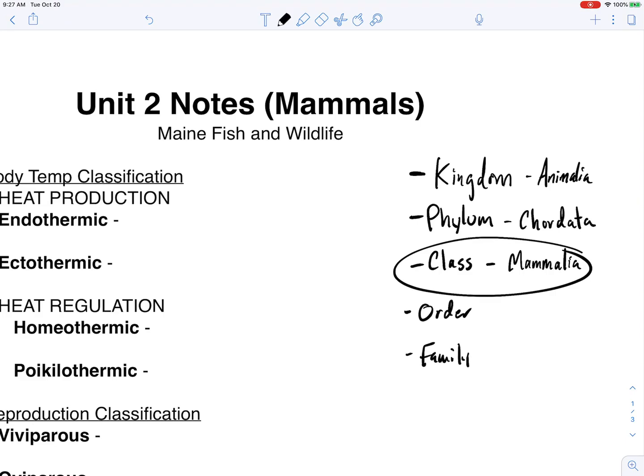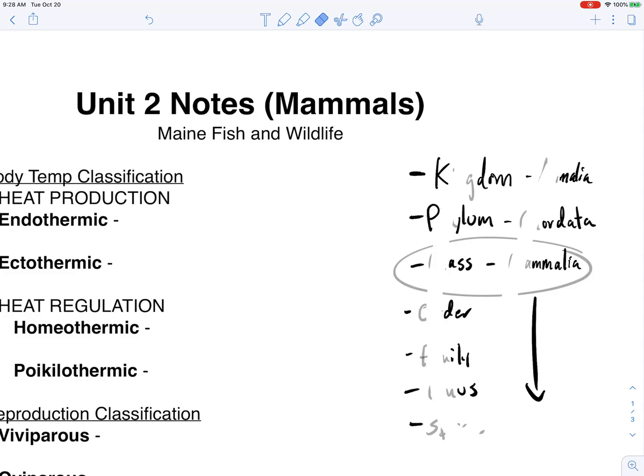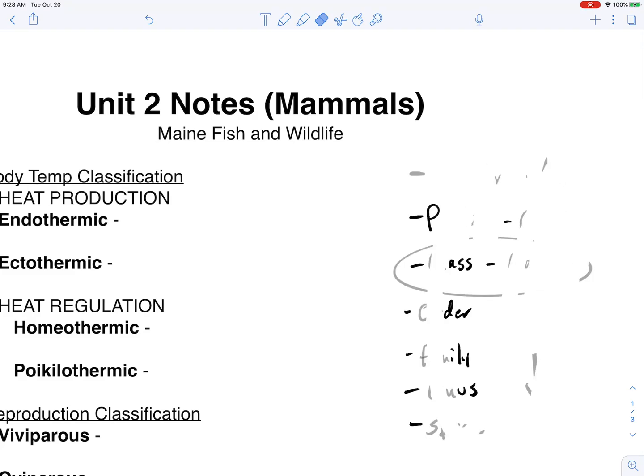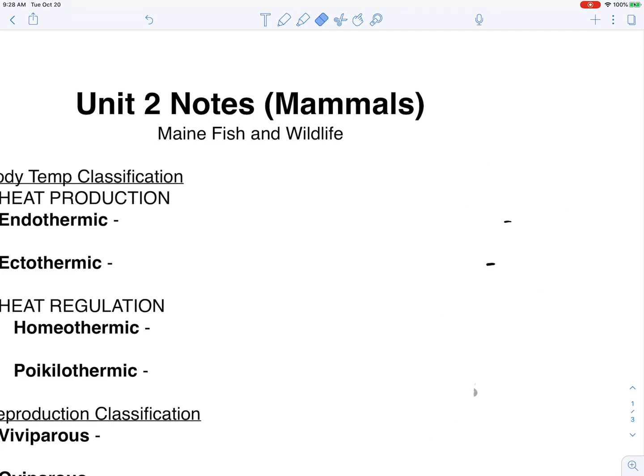family, genus, all the way down to species. But anything below there would all fall under this classification of Mammalia, and those are the creatures that we're going to talk about in this unit, those mammals, that class of Mammalia in our groupings of organisms in biology.